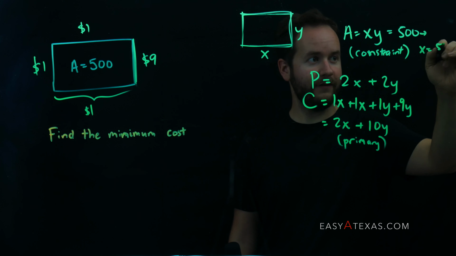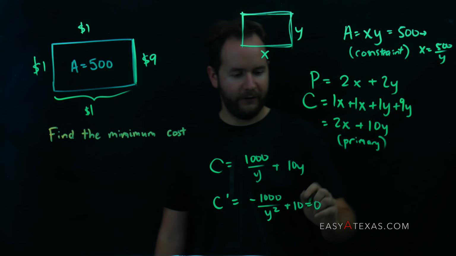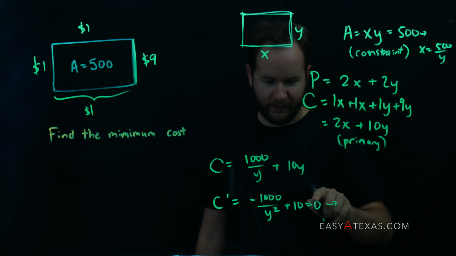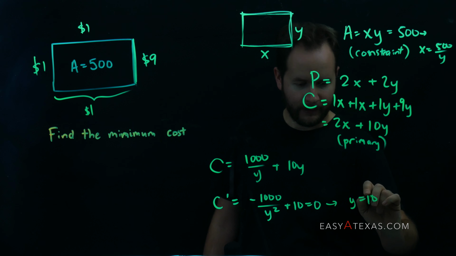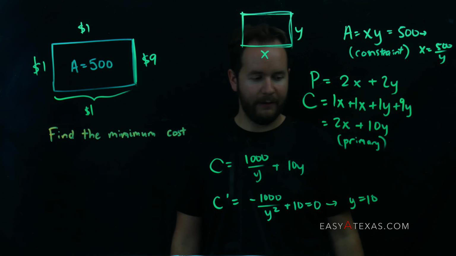This is where I use calculus to take the derivative. So C prime equals negative 1000 over y squared plus 10. I set this equal to 0 because I'm trying to find a minimum or a maximum. In this case, it's a minimum. And I'm going to solve for y from here. This is going to give me, I think, y equals 10. So I'm going to subtract the 10, flip both sides, multiply over, stuff like that, and I'm going to get y equals 10.